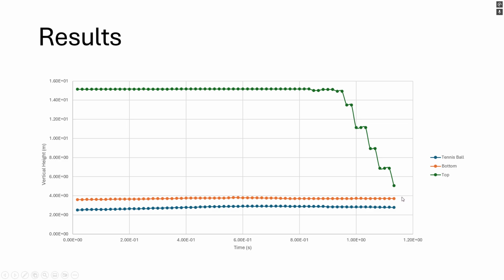And if this graph went on a little bit longer, you would see that as the top of the slinky came into contact with these other two, they would all move down towards 0 meters off the ground.